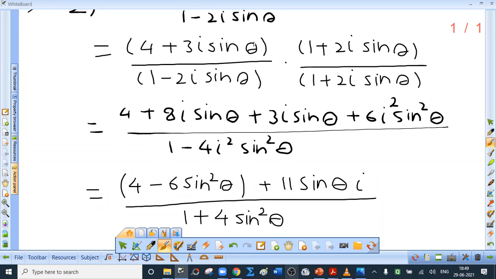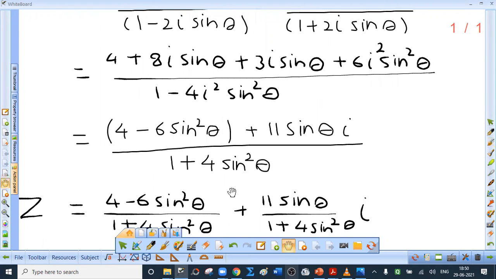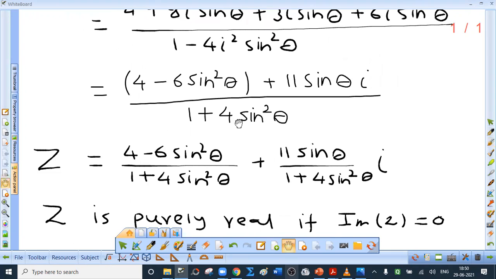In the denominator, a minus ib into a plus ib is a square minus b square, a plus b into a minus b. So 1 minus 4i square sine square theta. But i square is minus 1. So this is 1 plus 4 sine square theta. Remember, a complex number should be written in the form a plus ib. So split the numerator. So this upon 1 plus 4 sine square theta plus 11 sine theta upon 1 plus 4 sine square theta i. Now what is required?